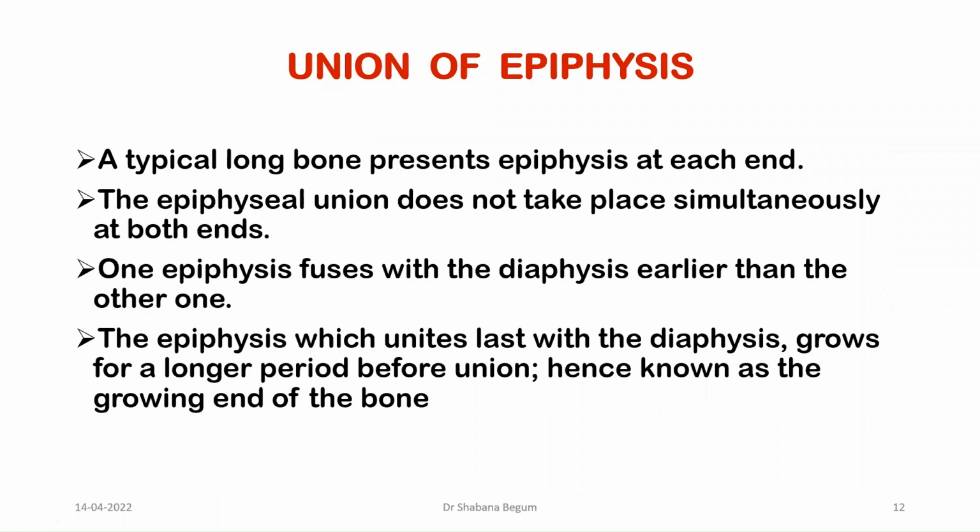A typical long bone presents epiphysis at each end. The epiphyseal union does not take place simultaneously at both ends. One epiphysis will fuse with the diaphysis earlier than the other one. The epiphysis which unites last with the diaphysis grows for a longer period before union. Hence, it is known as the growing end of the bone.